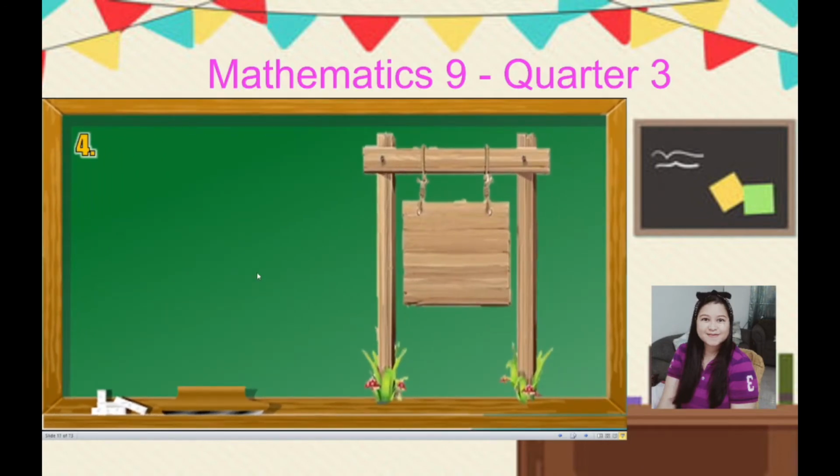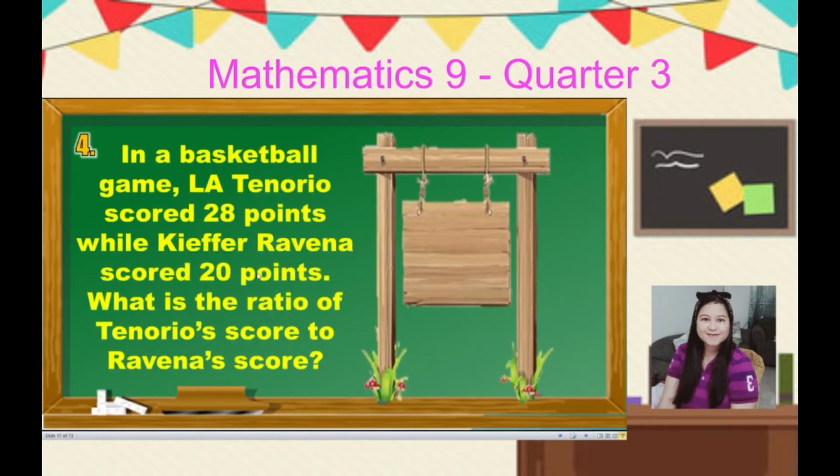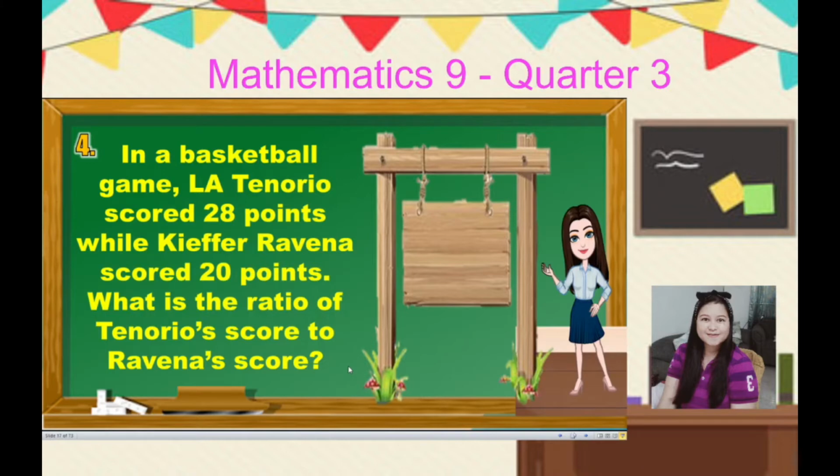Example number 4. In a basketball game, L.A. Tenorio scored 28 points, while Kiefer Ravena scored 20 points. What is the ratio of Tenorio's score to Ravena's score? Ano po ba yung score ni Tenorio? 28 points. Si Kiefer, 20 points. So, paano natin isusulat yung ratio? So, that will be 28 is to 20. Writing it as a fraction, that will be 28 over 20.